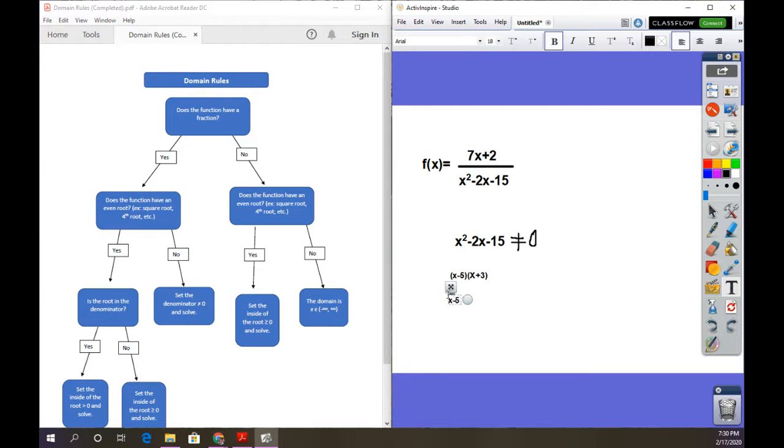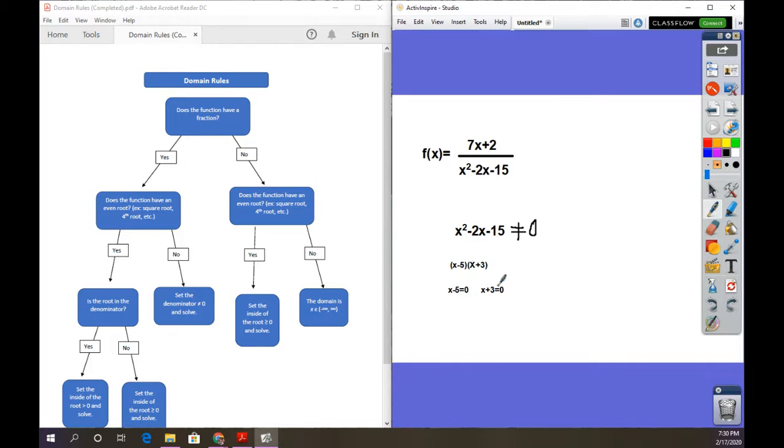So x minus 5 cannot equal 0. And I'm just going to put equal 0. And then x plus 3 does not equal 0. And then once again from there you can get, okay, x cannot be 5. So x cannot equal 5, as well as x cannot be negative 3. That means it can be anything else.